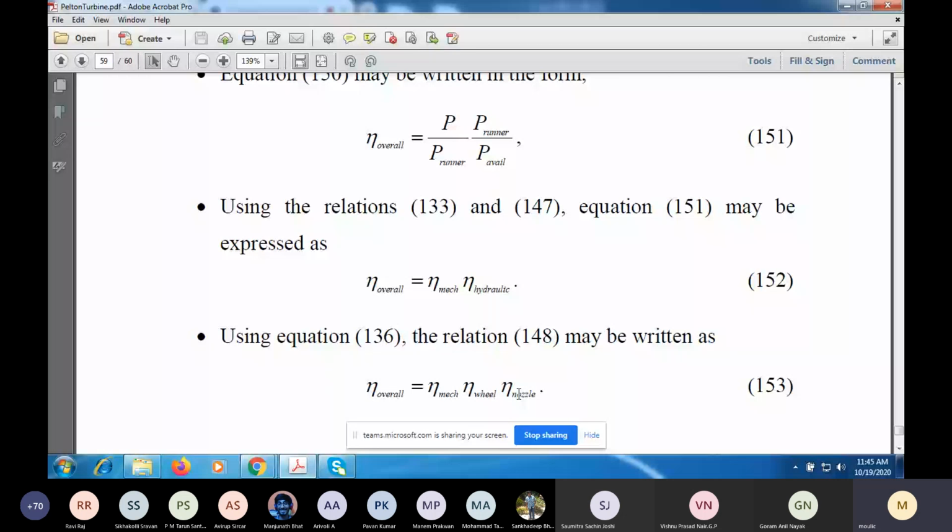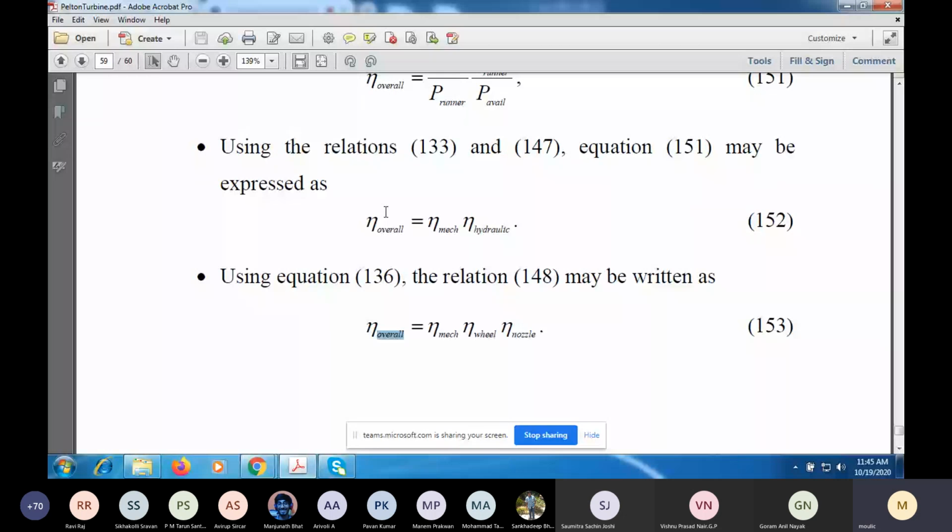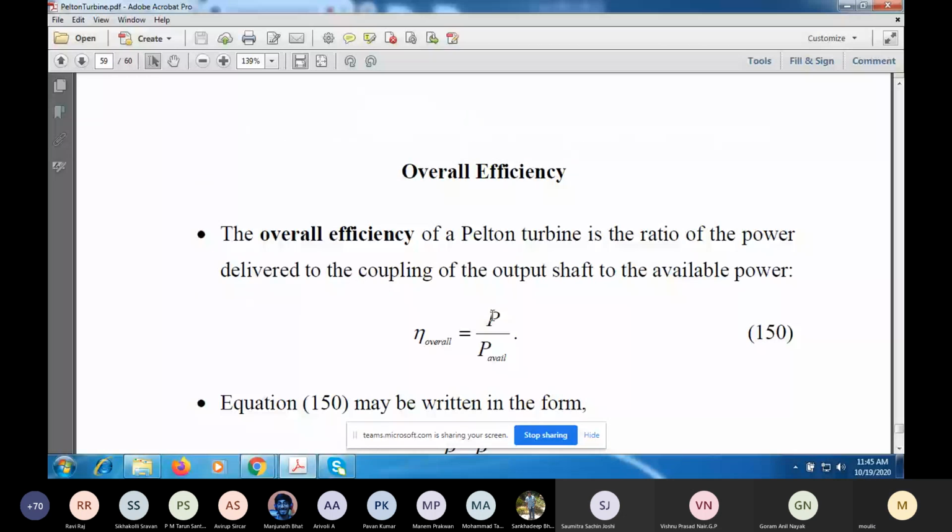When solving problems, sometimes values of these efficiencies will be given, and then you may be required to find eta overall. Once you have eta overall, then you can get the power delivered as eta overall multiplied by rho Qg times the head which is available at the base of the nozzle, which is again the gross head minus the head loss in the pipeline.